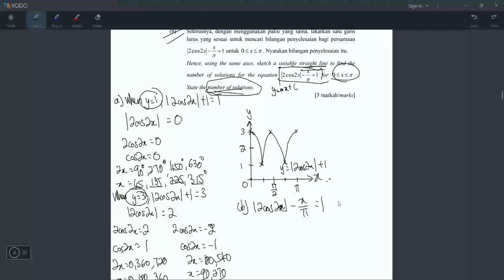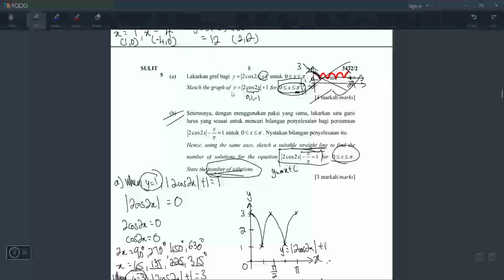But if you look at the equation they gave you, it doesn't even have y. So I have to make it have y. So how do I make it have y? Okay, look at the whole question. Where is there y? Here there is y, right? Or you can look at A. Look at A here, there is y. So y is actually equal to modulus 2 cos 2x plus 1.